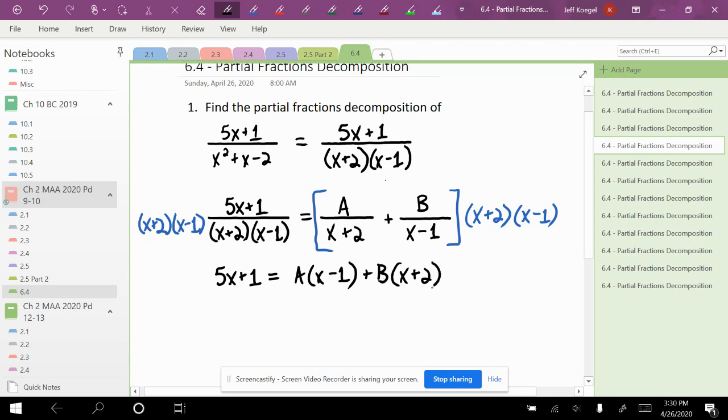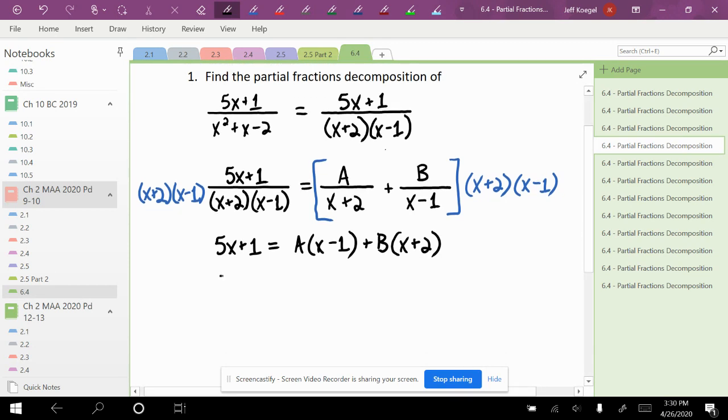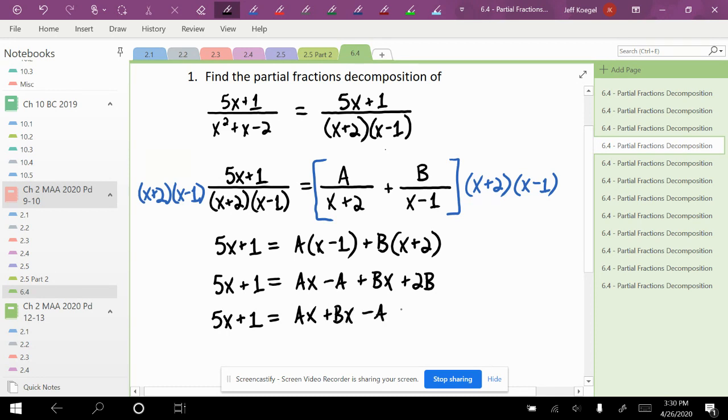Now this is in polynomial form. We're just going to leave the left-hand side, make sure it's written in standard form. Then we're going to distribute on the right: Ax minus A plus Bx plus 2B. Then we'll reorder the terms. We want the linear terms first, followed by the constant terms.